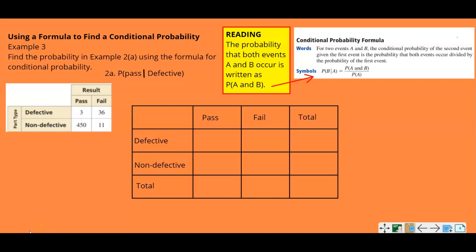All right, so we're still looking at conditional probability. We're on example 3. This time we're going to use a formula to find a conditional probability.